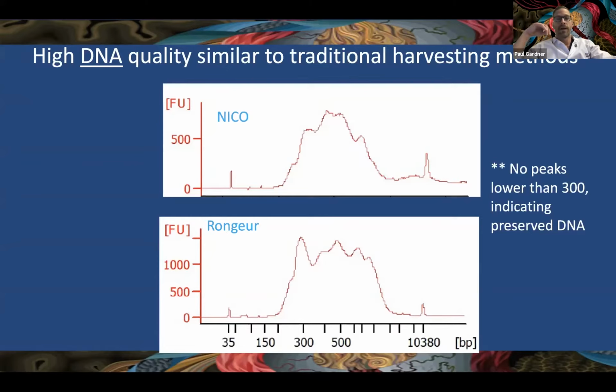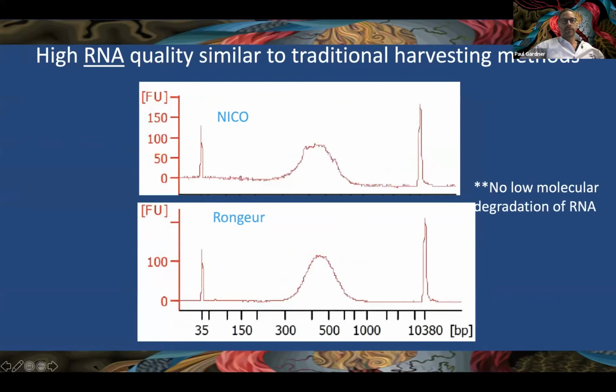And this is a study that he did looking at the difference in the quality of DNA that he needs to do this type of genetic research that he's doing on our chordoma specimens, and look at the quality between NICO and the rongeur. It's exactly the same. I don't know which one of these is the gold standard between them or which one's better, but they certainly both meet the quality with no peaks lower than 300, which shows that the DNA is preserved.